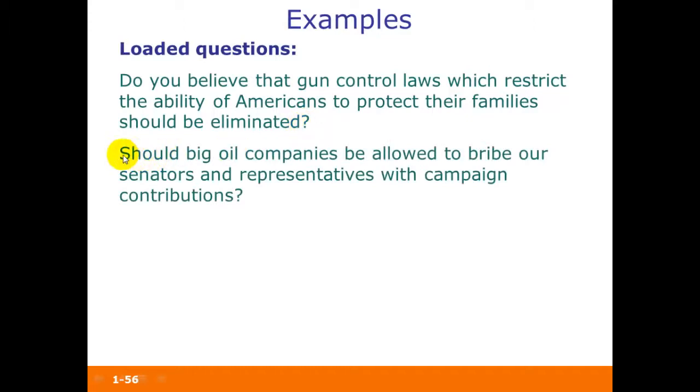Here's another question. Should big oil companies be allowed to bribe our senators and representatives with campaign contributions? The fact that the question talked about big oil companies, that's a slightly emotionally loaded term. And then the word bribe, that's very emotionally loaded. So you would be much more likely to answer no to this question than to answer yes.